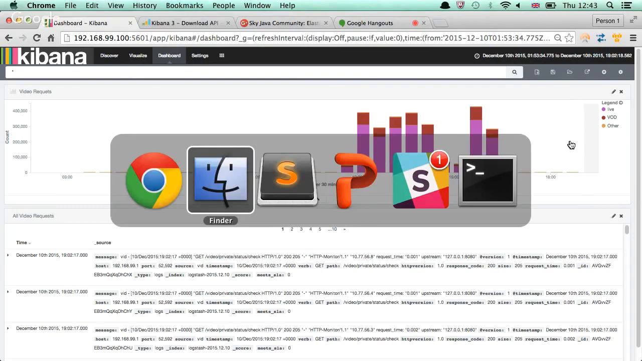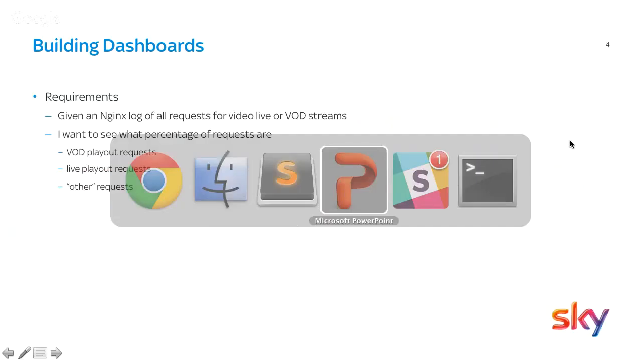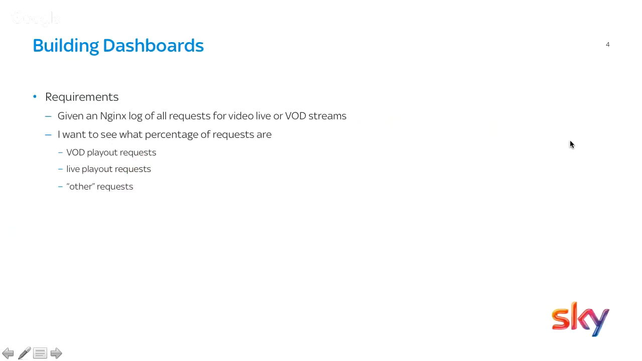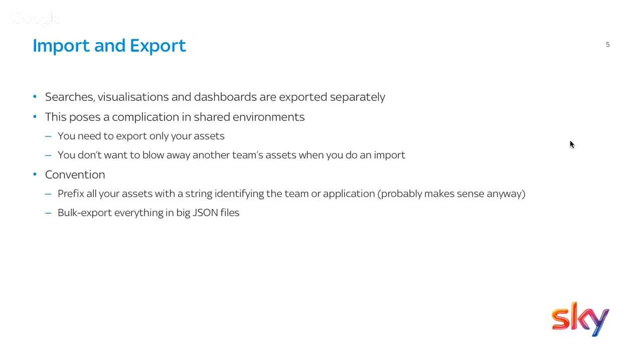Okay, I'm going to move on now to import and export. So in Kibana 3, generally what you do is you save a dashboard. You save an entire dashboard, and that deals with all your filters, queries, terms, histograms, whatever you've got on there. It's all saved in one thing. Kibana 4 doesn't work that way. Instead, each individual component is exported separately.